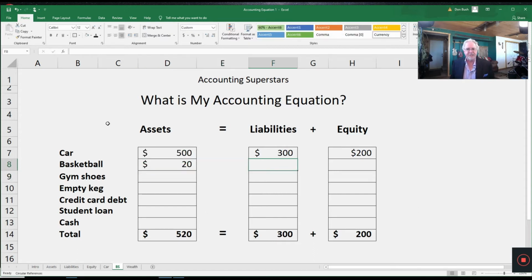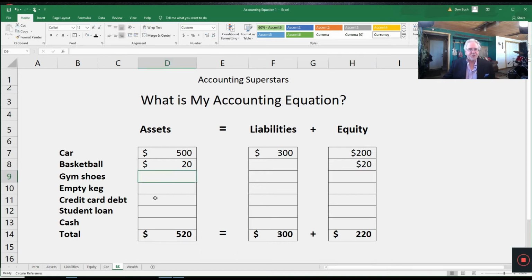And let's say that you don't owe anything on this basketball. It's fully paid for. And so your equity in that basketball is $20. So the left-hand side equals the right-hand side. And the totals equal too. The left-hand totals equal the right-hand totals. 520 equals 300 plus 220.